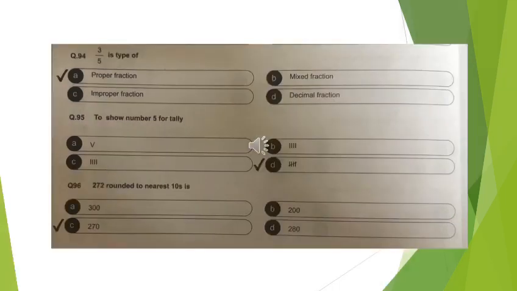Question number 95: to show number 5 in tally. Options A, B, C, and D. Now to show the number 5 in tally, the first 4 lines are drawn vertically and the fifth line runs diagonally over the previous 4 lines. So the correct option is option D.